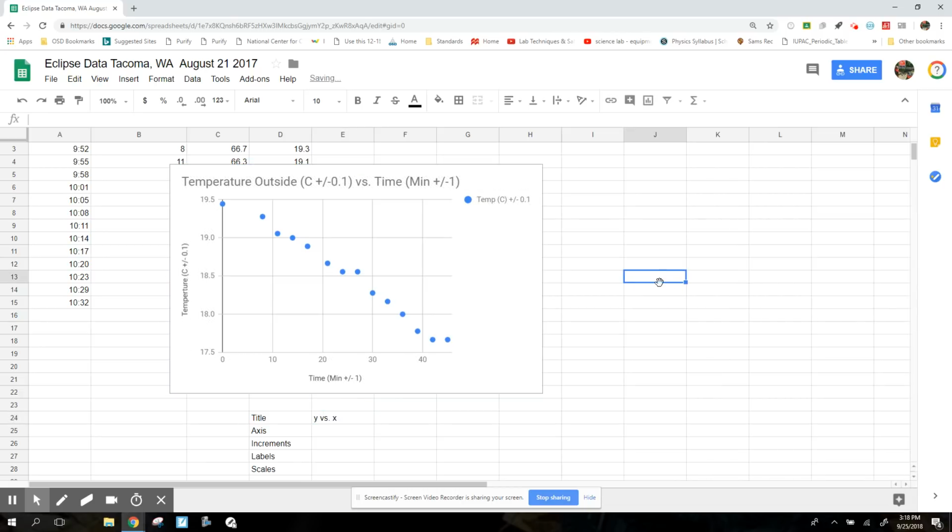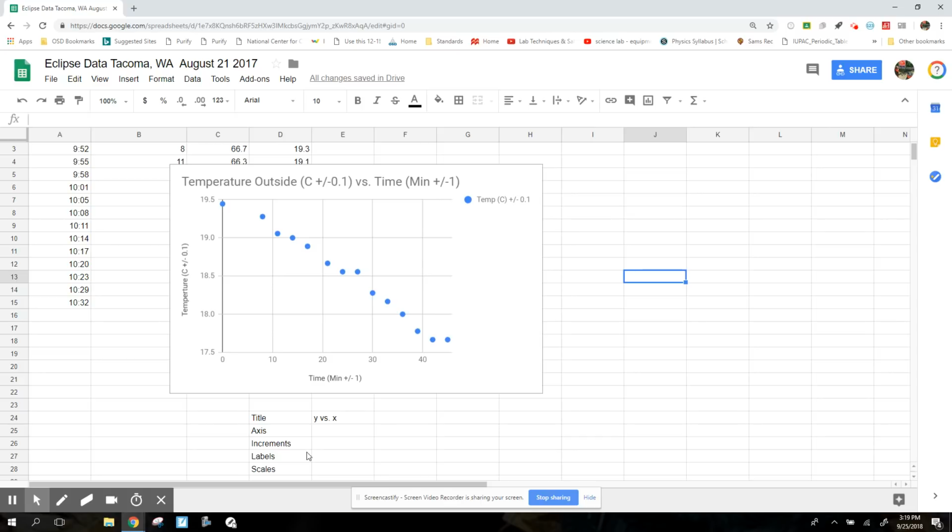Now your labels are correct. Your axes have to exist. You have to have an X and Y axis. And so Google does that for you. Your increments have to be equally spaced, which they are.